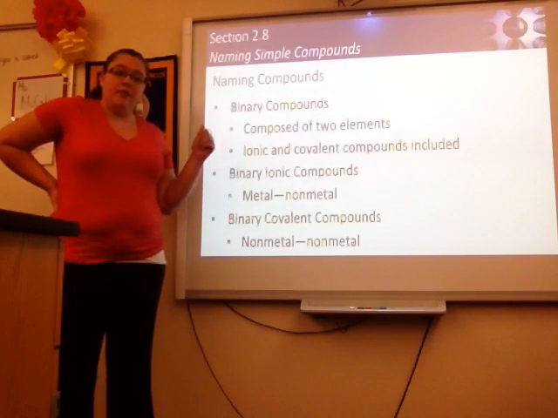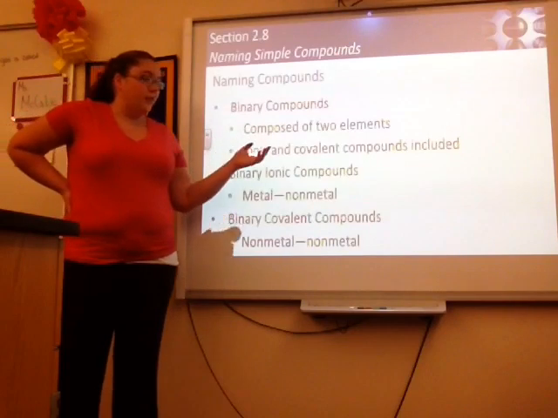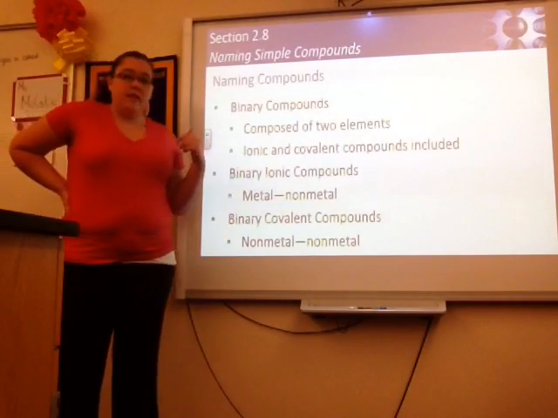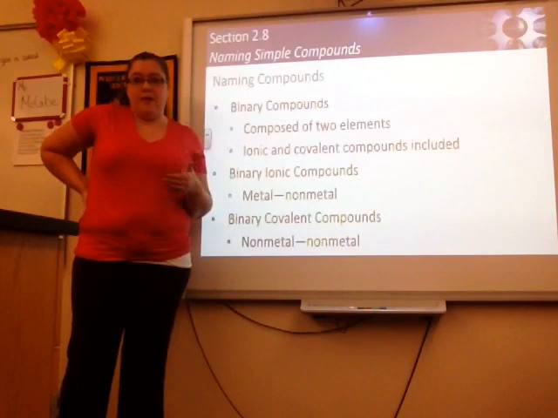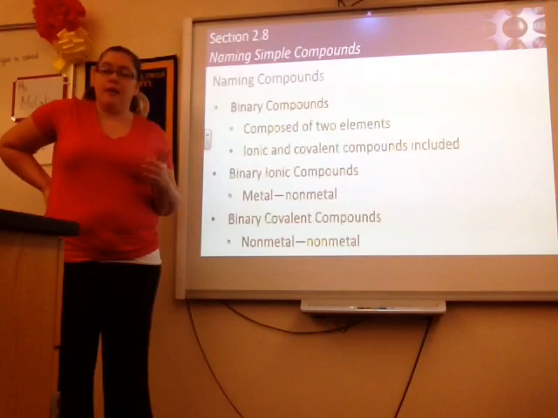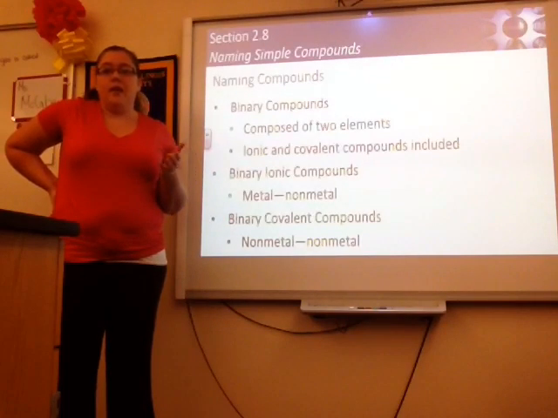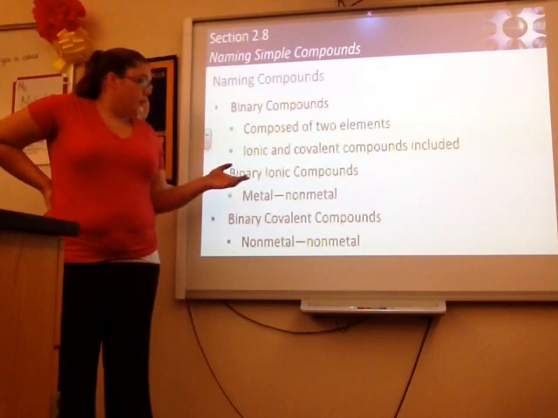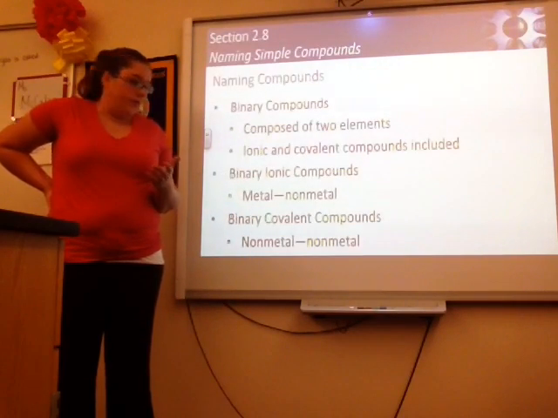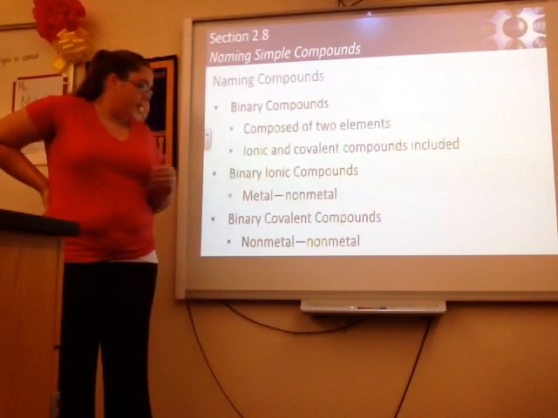Binary compounds, which are made of two elements, are ionic and covalent compounds, and we'll get into that. Ionic means you have metals and nonmetals. Those metals bond with the nonmetals mainly because metals are a positive charge and nonmetals are a negative charge, so they try to equal each other out. Those are ionic compounds. Those are also what make up your ionic bonds.